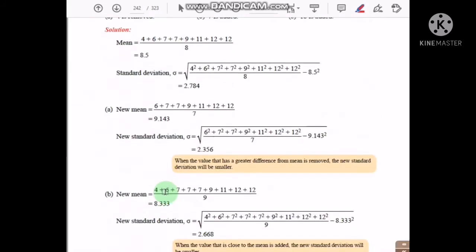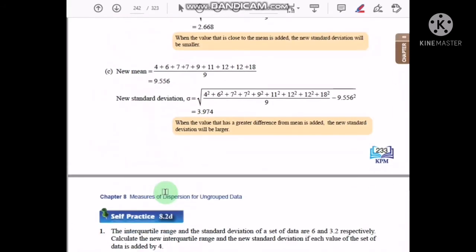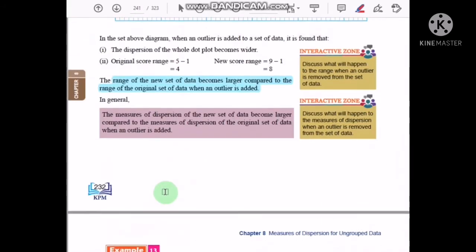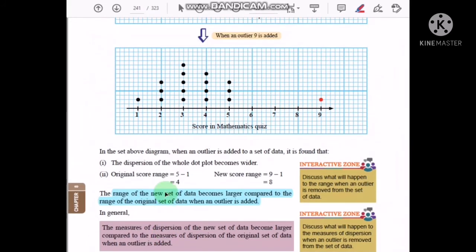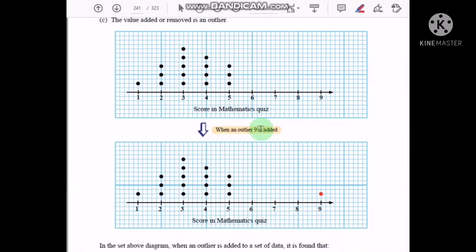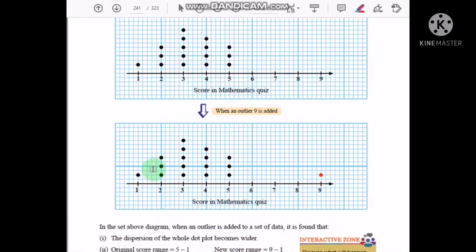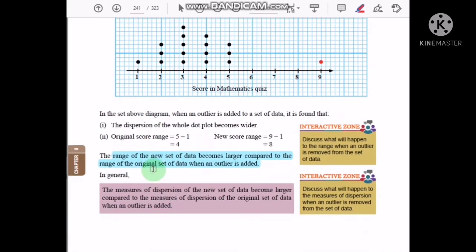This is a not-care-about question, just a simple question, in order for you to think a bit further. What will happen when the outlier is removed? In this case, if the outlier is removed, the dispersion of the whole dot plot becomes narrow.